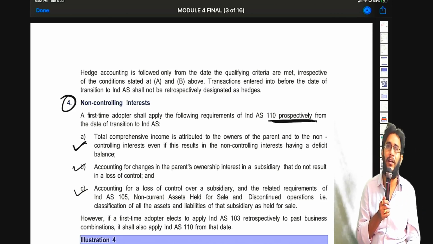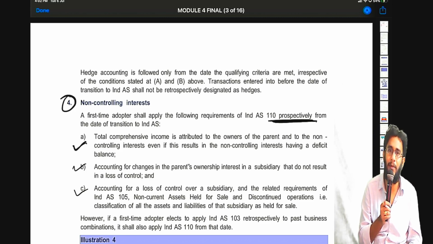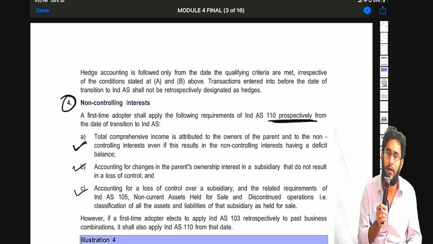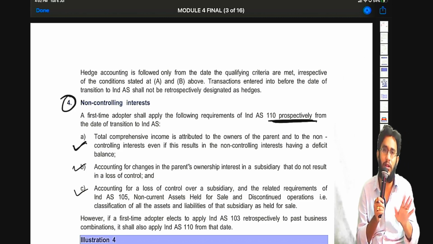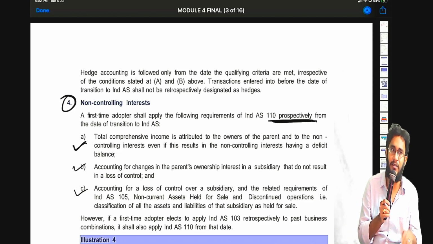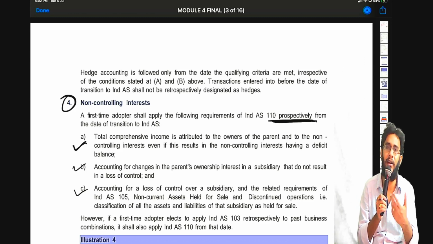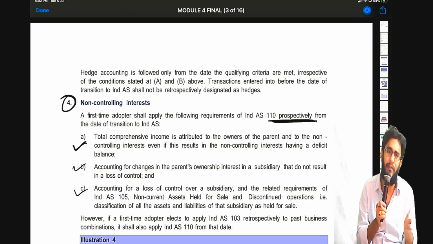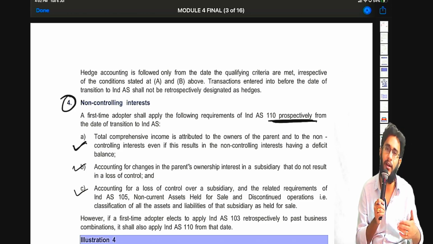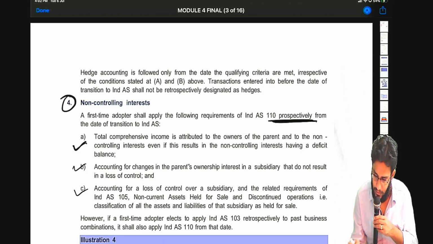Sir, before date of transition, my NCI became negative, but I made it zero. Let it show zero only. Don't touch that. Don't rectify that. Sir, before date of transition, I sold shares in subsidiary, but I did a different treatment. Doesn't matter. Leave it like that. Hereafter, follow Ind AS 110. So these are the 3 points.